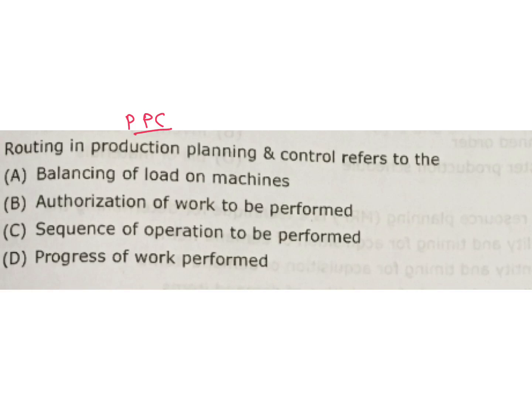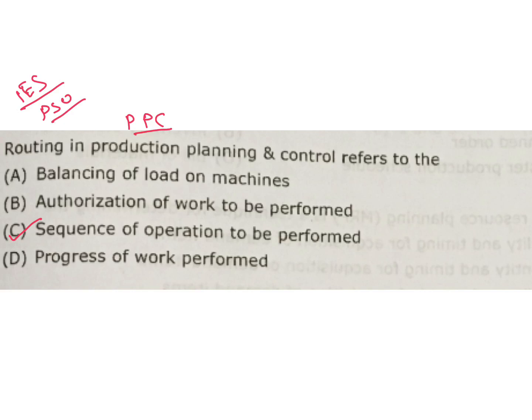Routing in production planning and control, or PPC. Routing in PPC refers to: A. balancing of load, machines, B. authorization of work to be performed, C. sequence of operation to be performed, D. progress of work performed. C is the answer. For routing, sequence of operation to be performed. This is asked so many times in IAS and PSU also.